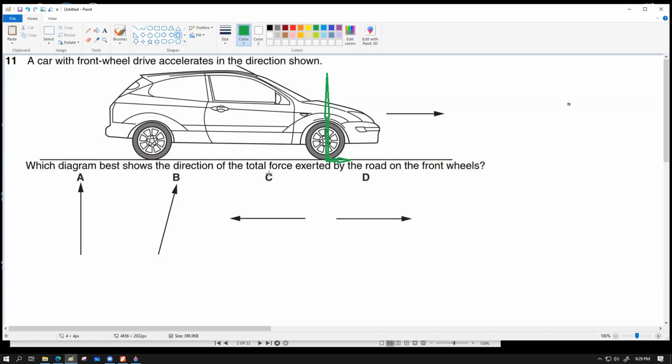If the car was halted, what would the answer be? If the car was not moving, the answer would be A, because if the car was not moving, which means the wheels are not rubbing against the ground, the wheels are basically stationary, but you still have weight, so the answer would be A.